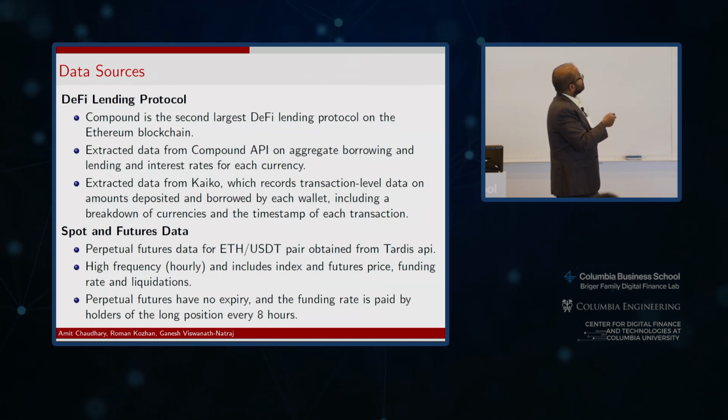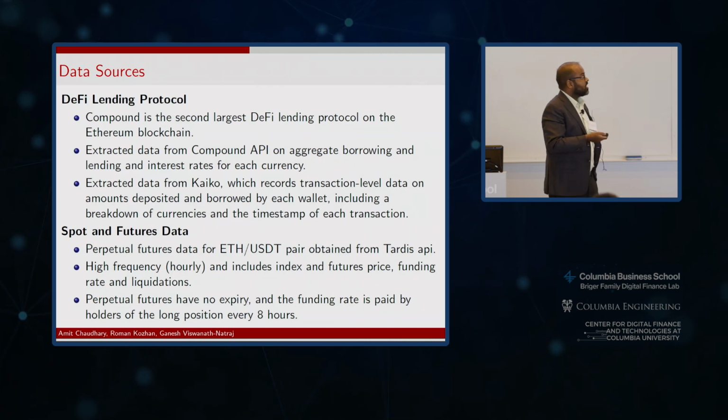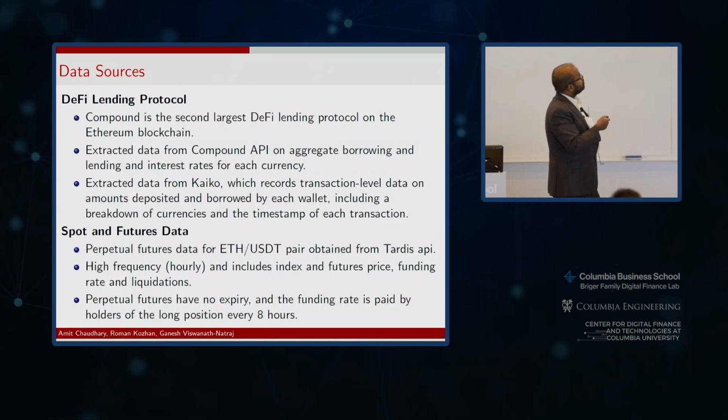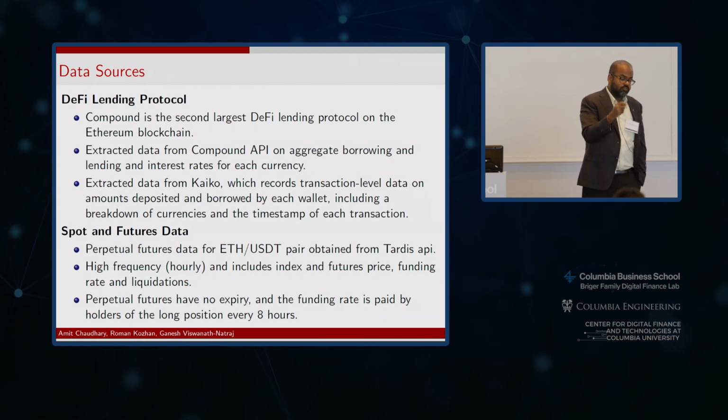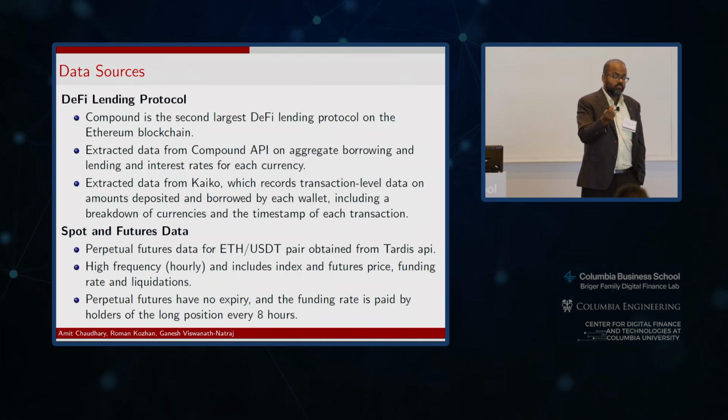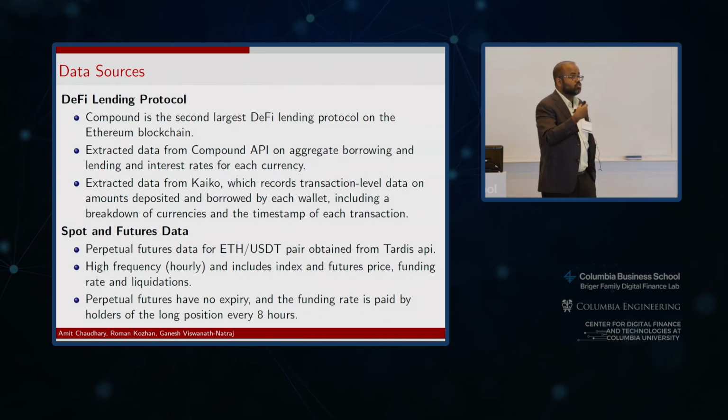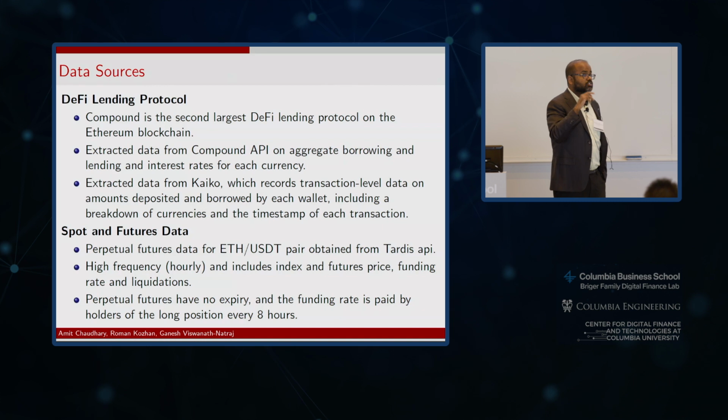So in terms of our futures data, we use perpetual futures for the ETH Tether pair, and we have this additional parameter called the funding rate. Perpetual futures don't actually have an expiry, but they do have this funding interval of 8 hours. And this funding rate is a transfer from long position to short position holders every 8 hours, right? So we can use this 8-hour interval as a natural time horizon in our analysis.